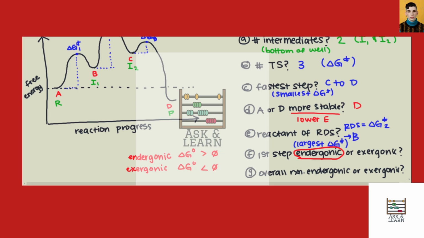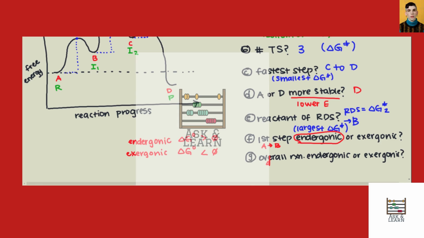However, if you look at your overall reaction, so your first step is from A to B, your overall reaction is going from A to D. So because going from A to D, you go down in energy, so D is lower in energy, your overall delta G is going to be less than 0, so you're going to be exergonic.